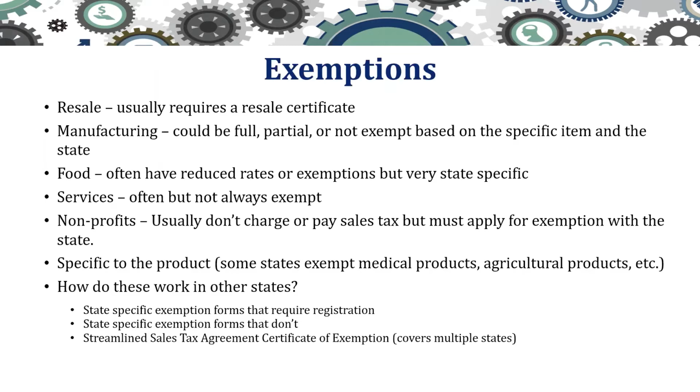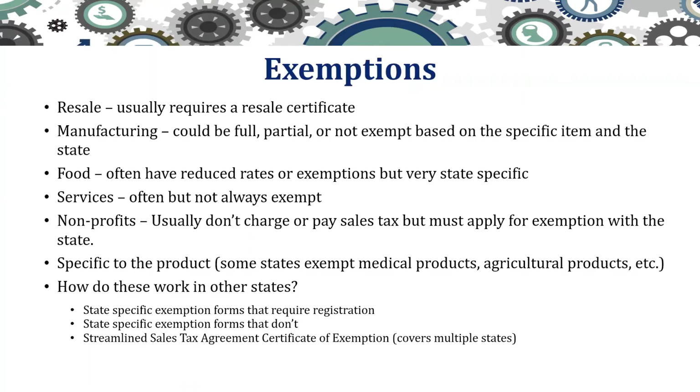Nonprofits, and I should have mentioned governments as well. Nonprofits and governments usually don't charge or pay sales tax, but if you're a nonprofit, you have to apply for an exemption with the state in order to be able to claim this. And there are quite a few exemptions that are specific to the product that you're selling. Medical products are often exempt, agricultural products are often exempt. You really have no way of knowing without doing a double check with each state. So how do the exemptions work?